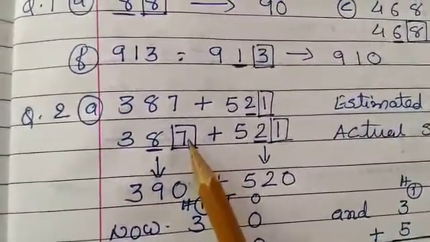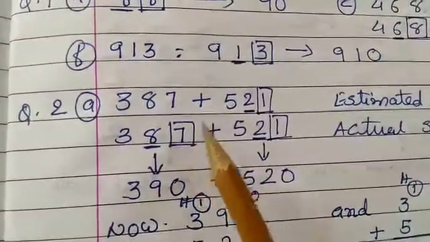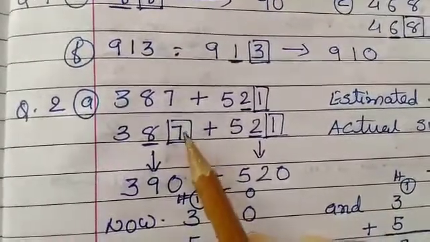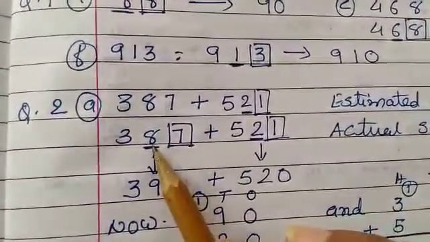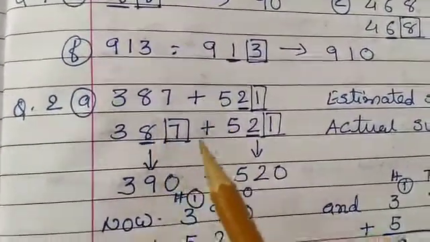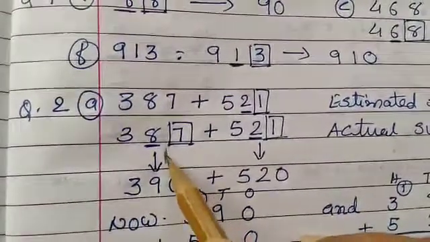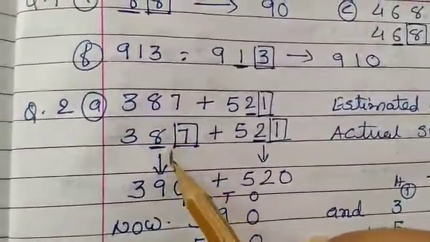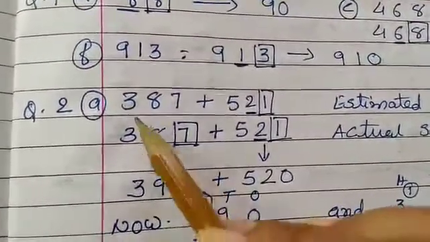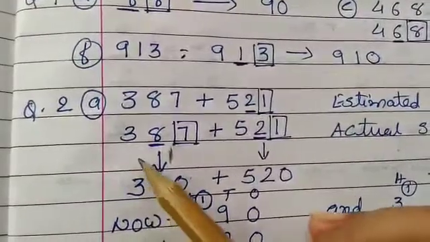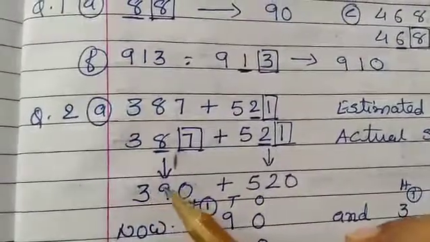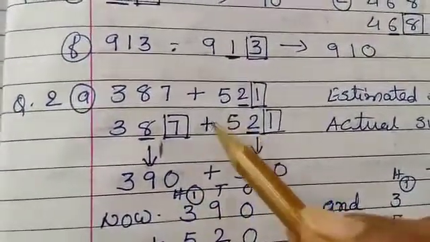As per the rule of rounding numbers, if the digit in the ones place is 5 or more than 5, then the digit in the tens place will increase by 1. Here the tens place digit is 8. If we add 1 to 8, it becomes 9, and 7 will become 0, and 3 will come as it is because we are doing nothing with the hundreds digit 3. That's why our answer is 390.